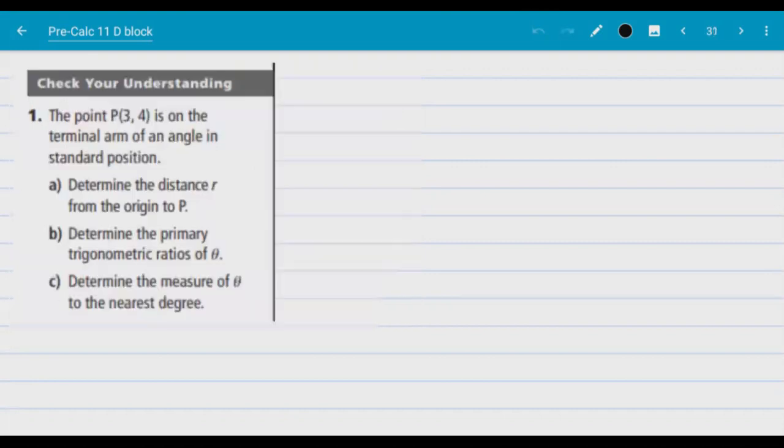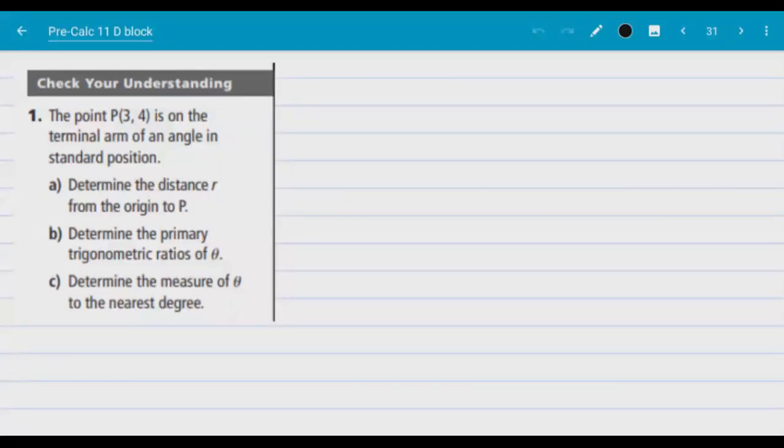So let's look at how we solve problems related to this. The point (3, 4) is on the terminal arm of an angle in standard position. Determine the distance r from the origin to P. Determine the primary trig ratios of theta. Determine the measure of theta to the nearest degree. Okay, so let's do it one at a time.